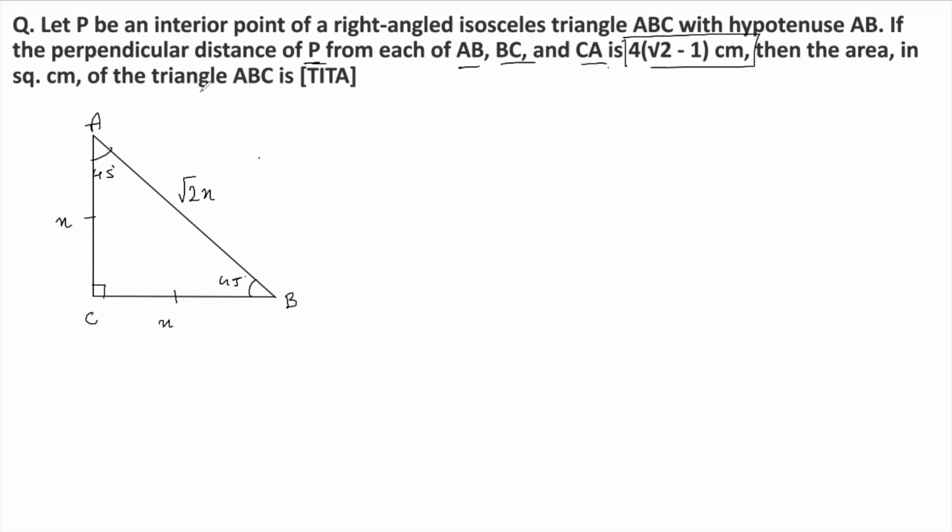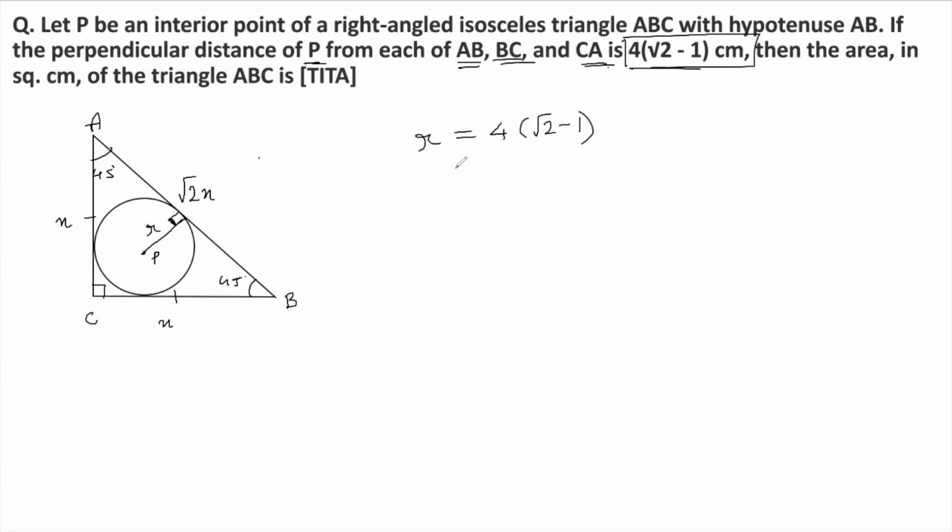Guys, if P has equal distance from the sides of the triangle, then P is obviously the incenter for the triangle, right, guys? So I can construct the incircle and the center of this will be point P. They are saying P is equidistant from the three sides. So obviously, as we discussed, P is the incenter and the distance of the incenter from any side of the triangle is the inradius. So this 4 times (root 2 minus 1) is the inradius for this given isosceles right-angled triangle.